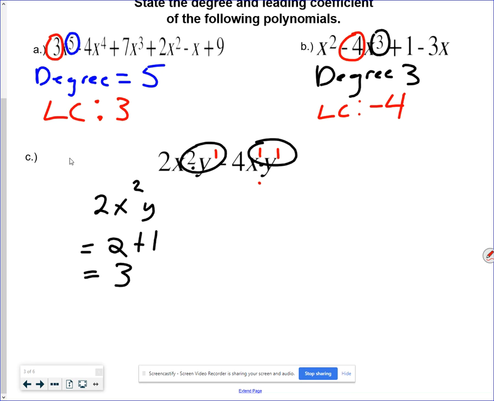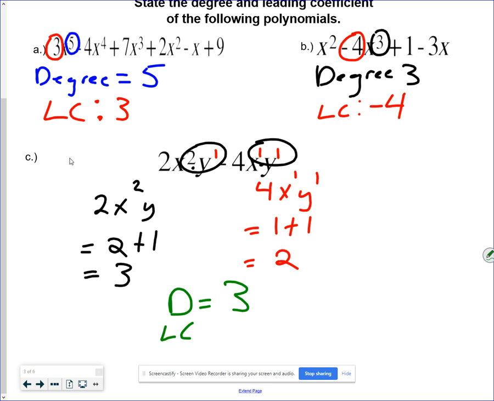whereas our 4xy is just 1 plus 1, which is 2, and that's the degree of the second term. So the degree of this polynomial is 3, because 3 is greater than 2, and the leading coefficient is going to be 2.